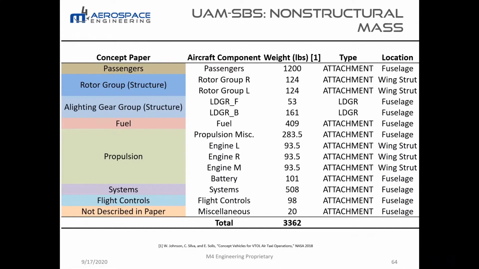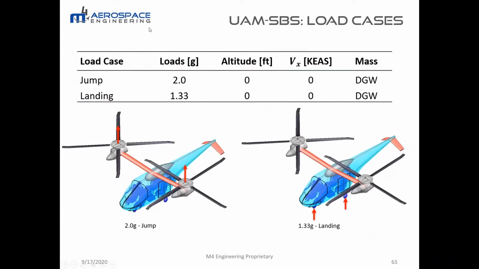All right, that's it. Okay, so load cases here. We're looking at a couple of typical helicopter type load cases. We've got a 2G jump, which we're going to represent on the bottom left there with point loads at our rotor centers. And then we've got a 1.33G landing, and we're going to represent that with loads through our landing gear we defined.